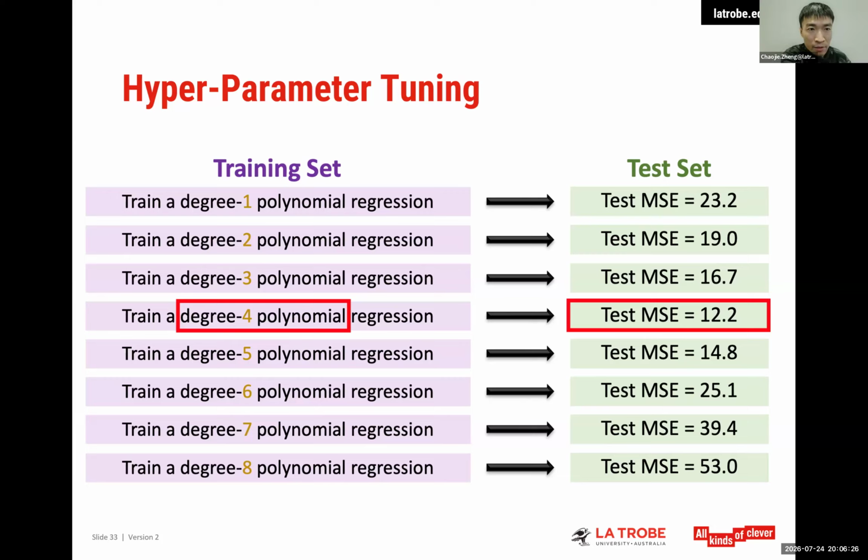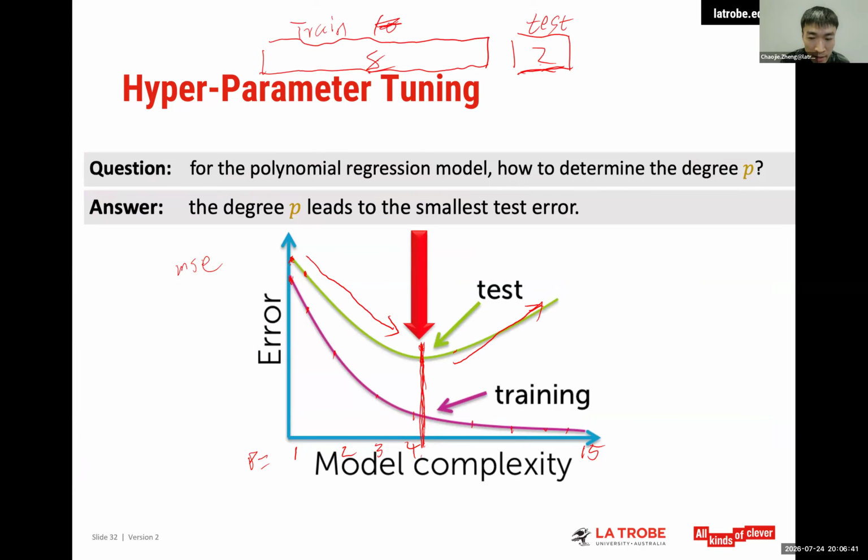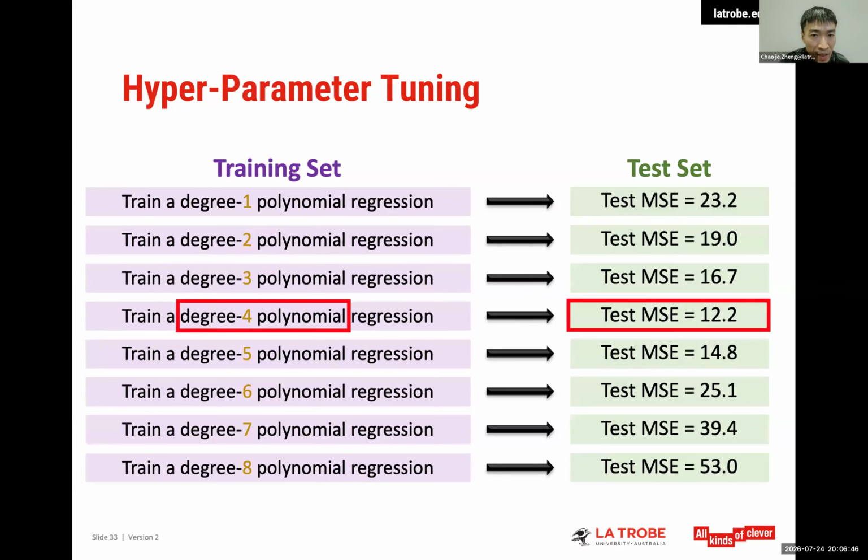Okay, let's continue. So we have seen that we can use the training set and testing set to generate these errors between the prediction and the true value. And then we can try different model complexity. We can set different numbers and train different models corresponding to each complexity level.